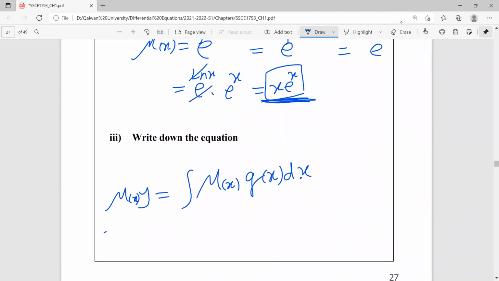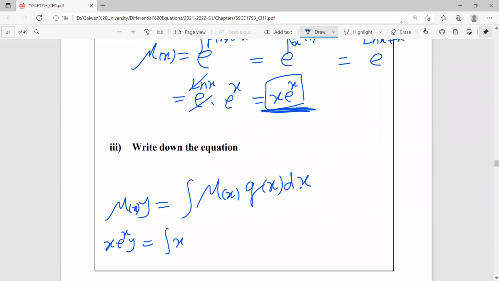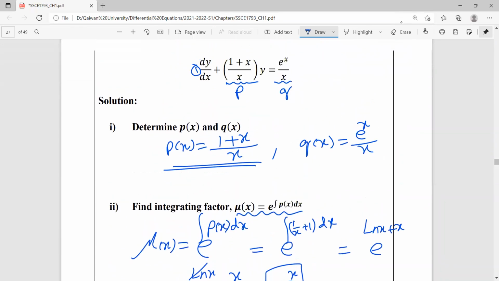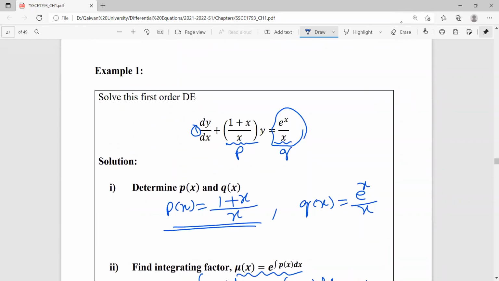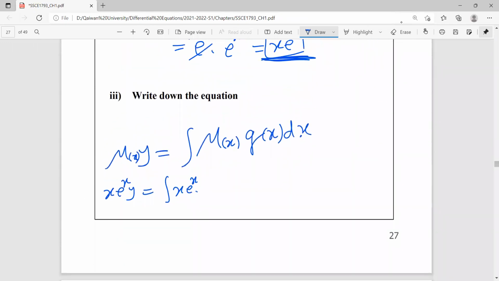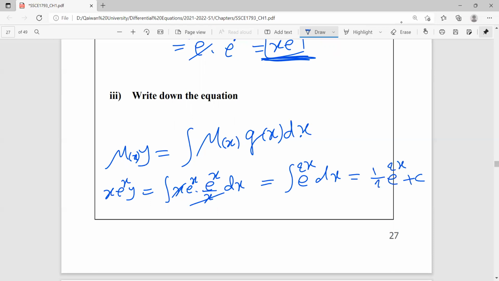Here mu is x e^x, so x e^x times y equals integration of mu times q. What's q? Q is e^x over x. We multiply by e^x over x. These two are cancelled out, and we get integration of e to x times e to x. We just add their exponents and it becomes 2x. Okay, this is dx, and it equals the integration of this, which is 1 over 2 e to 2x plus c.